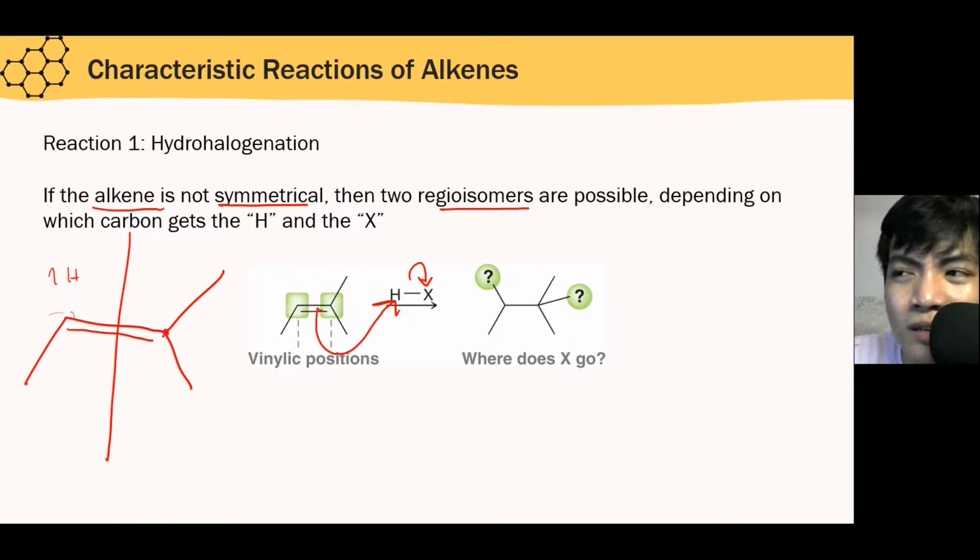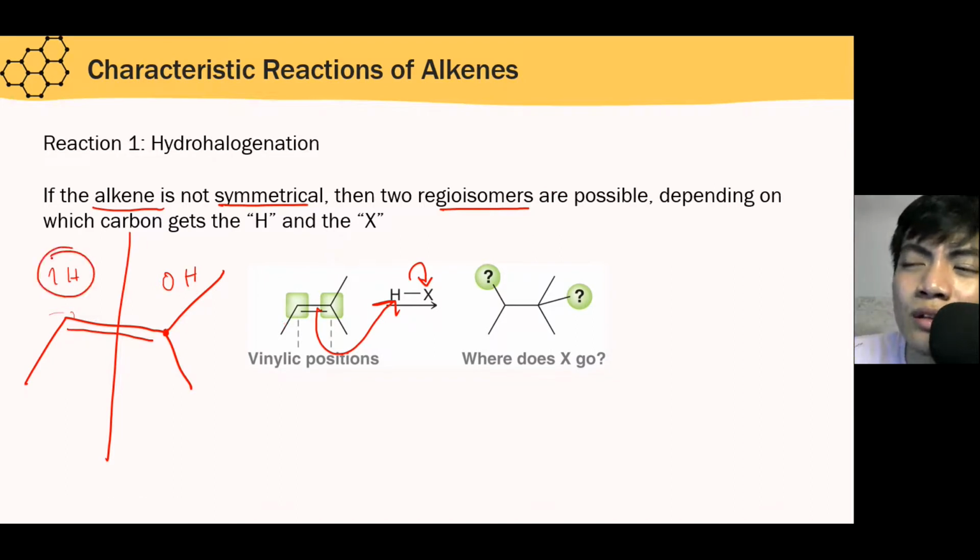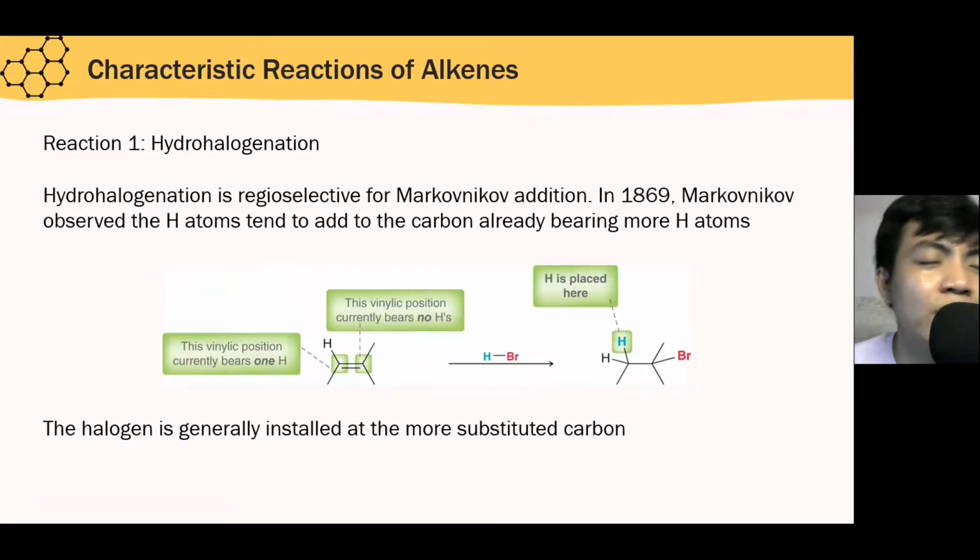Wala. Bakit? Kasi 4 na yung bond ni carbon. So, hanggang 4 lang. So, wala kang hydrogen dito. So, apparently, if ganito daw yung case mo, you have an asymmetric alkene, you should place daw the hydrogen to the carbon that bears more hydrogen. We call that rule the Markovnikov rule. Okay. The Markovnikov addition, wherein the hydrogen will be placed to the carbon atom bearing more hydrogen.